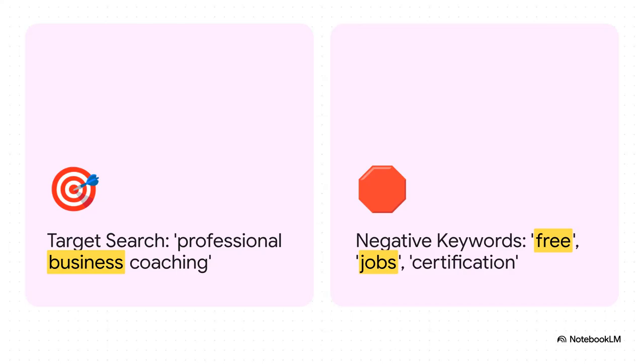Here is a perfect example. If you sell professional business coaching, you absolutely do not want to pay for clicks from people searching for free coaching or coaching jobs. By adding words like free, jobs, and certification as negative keywords, you instantly improve your ad's relevance, and more importantly, you protect your budget.